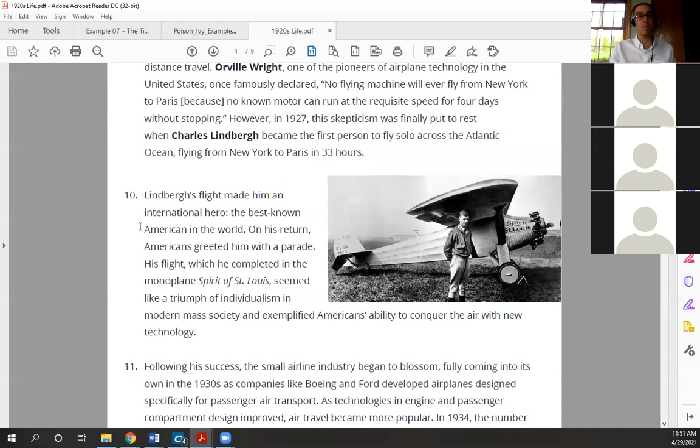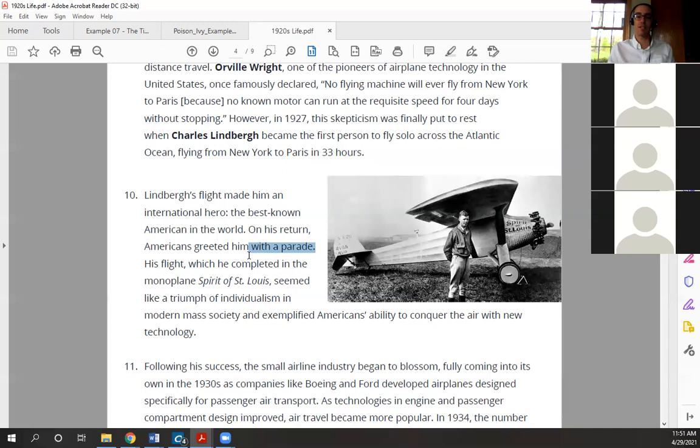Something about that just mesmerized people. And it says they greeted him with a parade. He did get a big parade in New York City when he came back. Then he did this 100-day tour, flying from city to city.